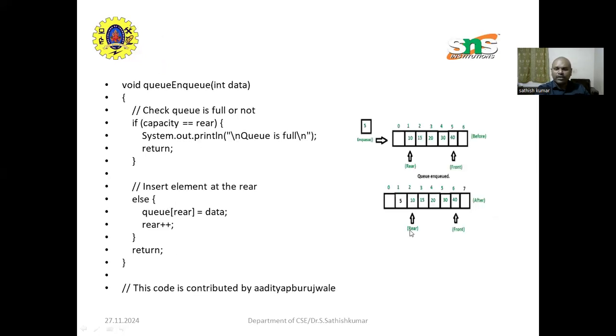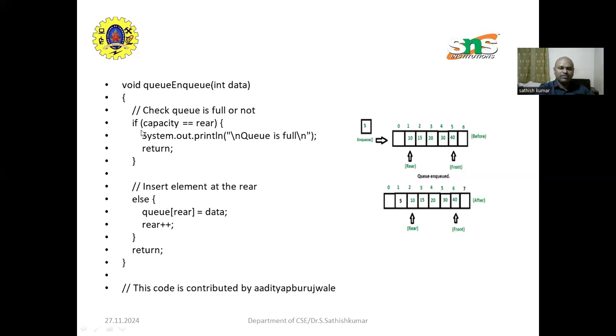So this is the code. We are going to NQ the element 5, inserting 5 into the queue. This is the rear and this is the front. We already have 10, 15, 20, 30 and 40. So when we NQ here, the 40 will be moved to the next position, and then 30 will be moved to the next position. Like this, it will be stored.